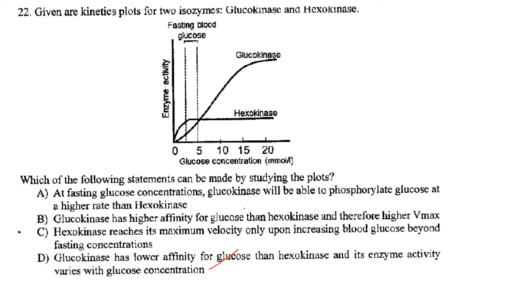Then glucokinase has higher affinity for glucose. No, it has got lower affinity for glucose when compared to hexokinase. Then hexokinase reaches its maximum velocity only upon increasing blood glucose beyond fasting concentration. So that cannot be made out. Then next one. Glucokinase has lower affinity for glucose than hexokinase and its enzyme activity varies with glucose concentration. So that is the correct answer. That is option D.